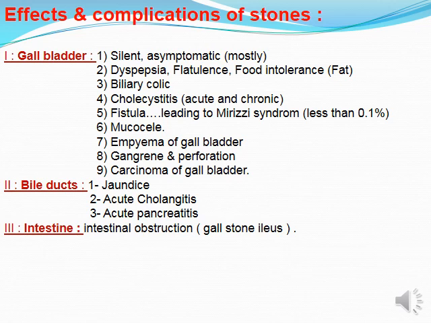Nine, carcinoma of gallbladder. And sometimes effects and complications include the bile ducts other than the gallbladder, and these are: one, jaundice; two, acute cholangitis; three, acute pancreatitis. In addition, effects and complications of gallstone affecting the intestine is what we call intestinal obstruction, gallstone ileus.